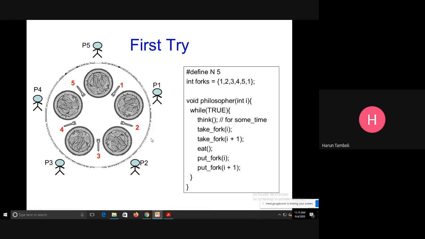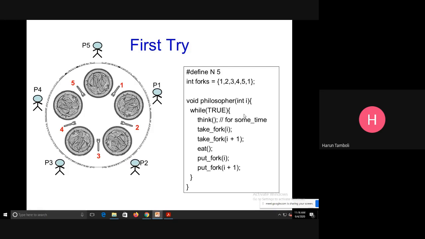It is defined as 5, and we take the fork, that is the chopstick, as 1 2 3 4 5. Okay, by mistake it was 1, so it is 1 2 3 4 5. So here the philosopher function is taken, passing the philosopher count, whether it is the first philosopher, second, third, or fourth. Sorry, this count you can consider as the chopstick. For the philosopher it is the count for the chopstick: first, second, third, like that.